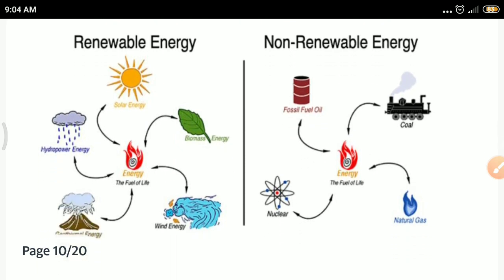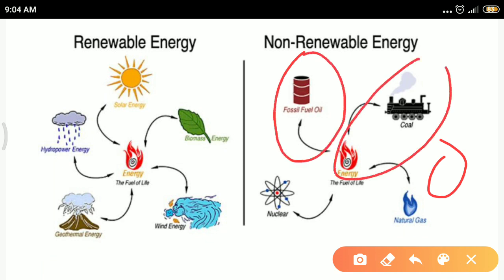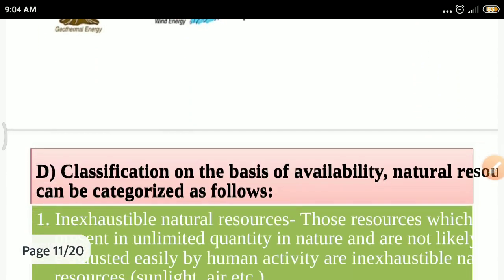Here in this photograph you can see examples of renewable resources and non-renewable resources: sunlight, forest, energy. These are the examples of renewable resources, and here are the examples of non-renewable resources. These are examples of non-renewable resources that cannot be renewed. Once they are used, that means it is finished. Those resources are called non-renewable resources.